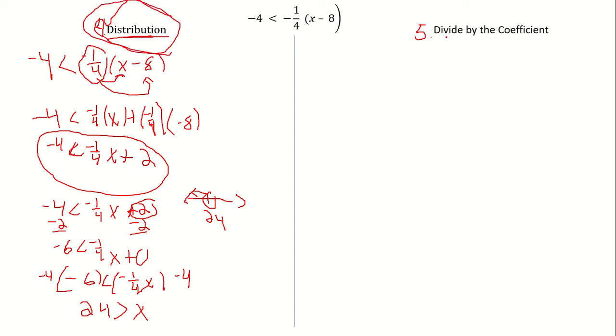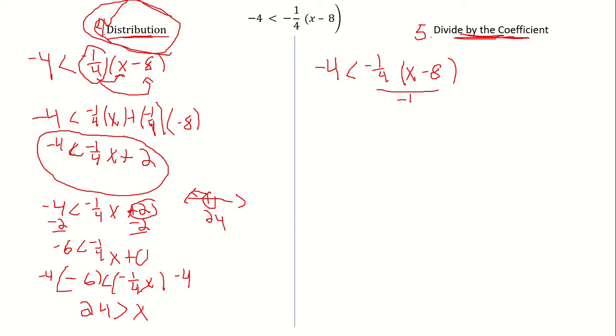On this side, we're going to divide by the coefficient. So we're going to do the same exact problem, this time just dividing by the coefficient. And we did this a while ago, so you might be a little rusty on this, so I want everyone to pay close attention here. So we're going to rewrite our inequality: -4 is less than -1/4 times x minus 8. So to solve this one, we're going to eliminate our coefficient on the outside here.